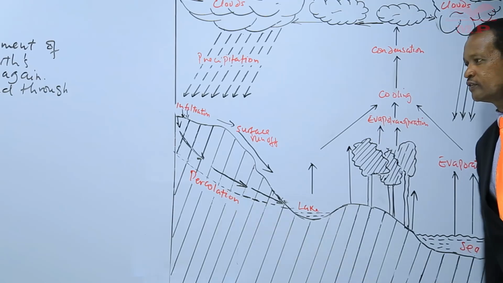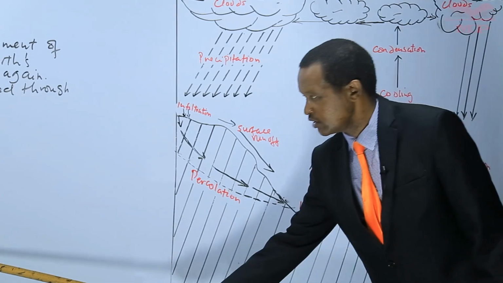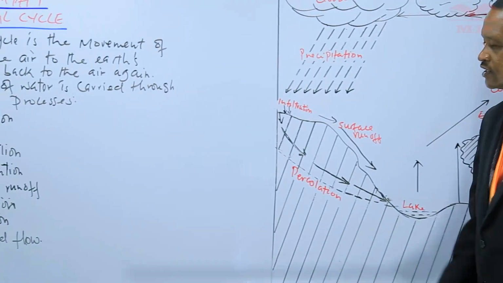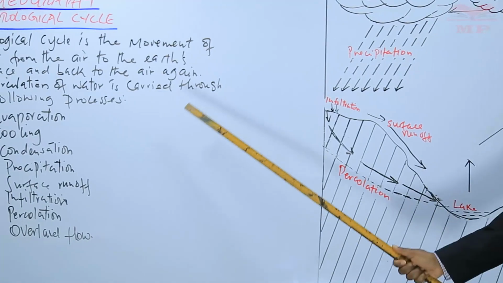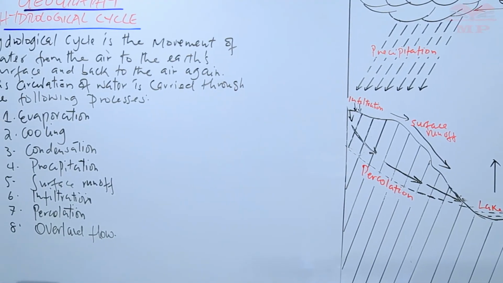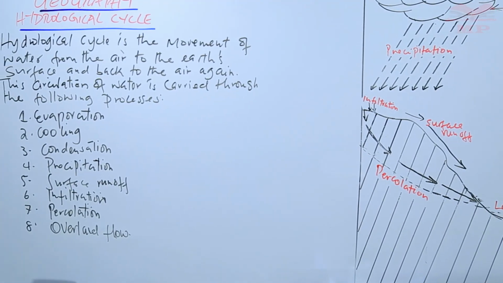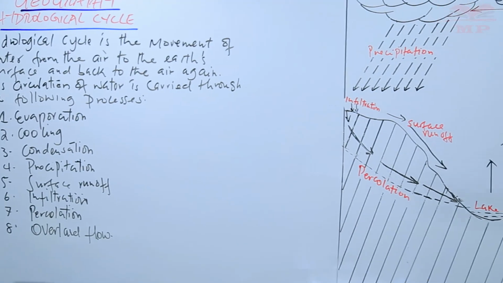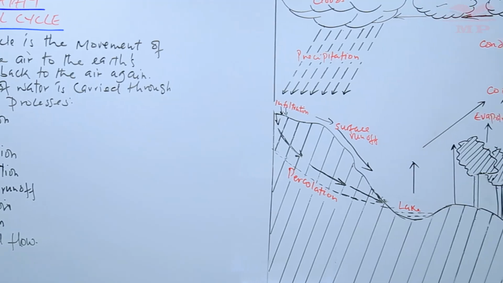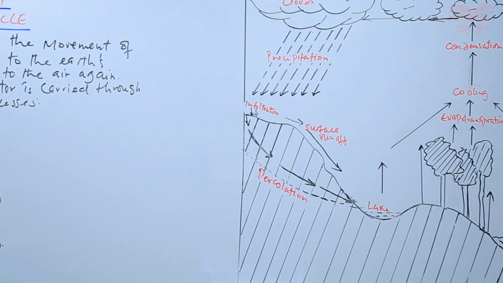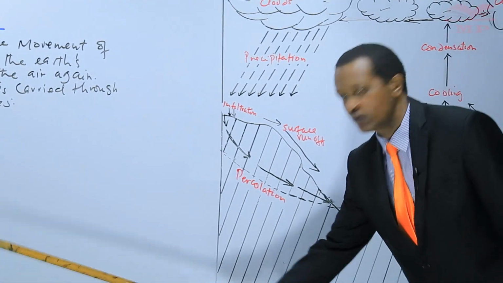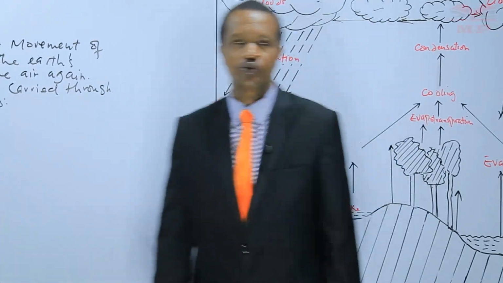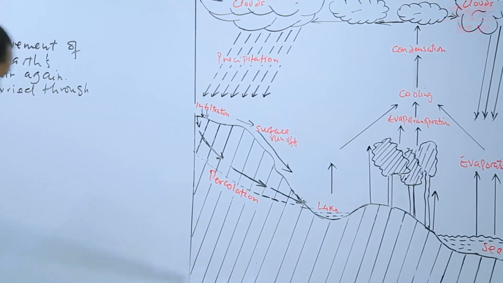Then learners, we have the overland flow. Overland flow. This is another process through which water circulates, right, from the air to the earth's surface and back to the air. Overland flow. Learners, what is overland flow?